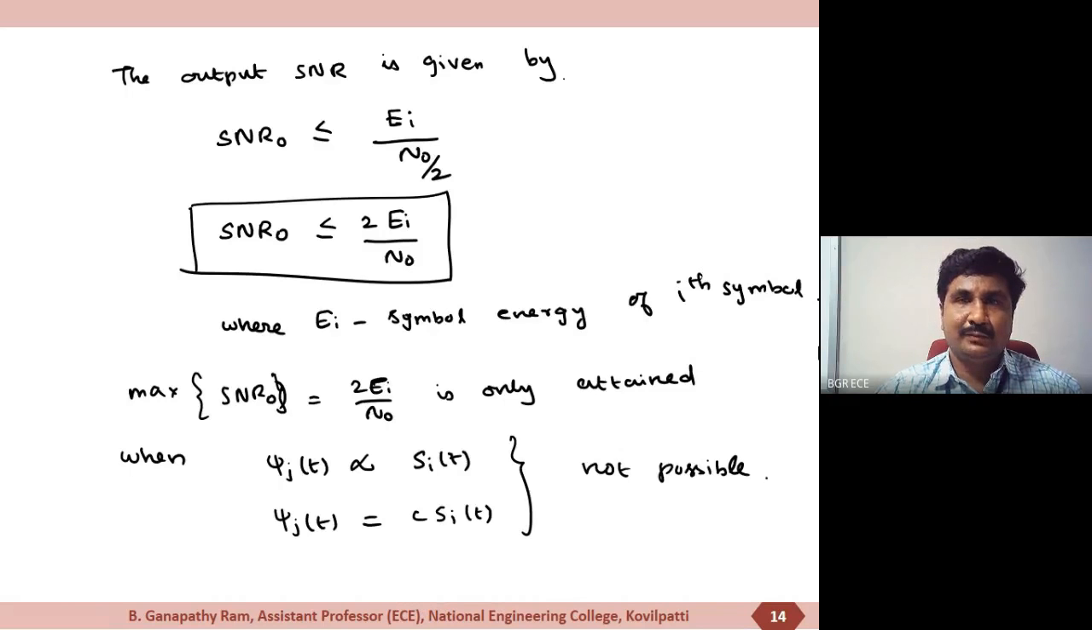Hence, we are in need of another type of receive filter, which is used to optimally receive the signal or receive the symbol by attaining maximum signal to noise ratio. And that filter is called a matched filter, which will be discussed in the next session.